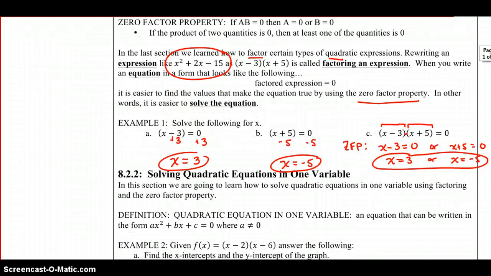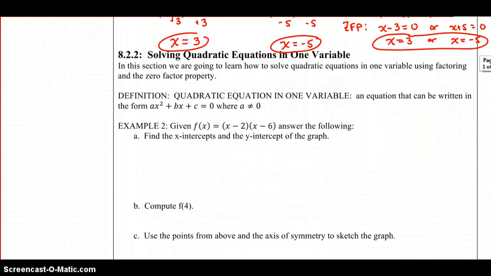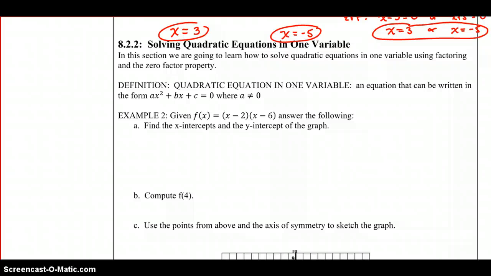So in the last section, working on factoring was giving us one of the steps that we needed in trying to solve these equations. In this section, we're going to learn how to solve quadratic equations. Again, solve means to find values of variables that make the equation true. There may be more than one value that does that.